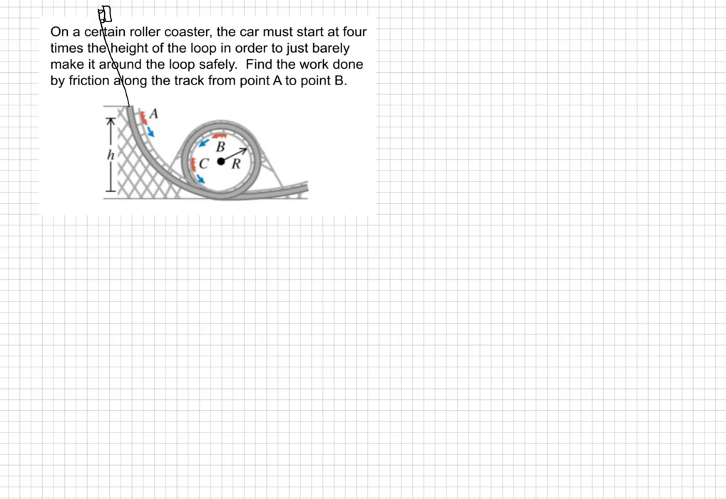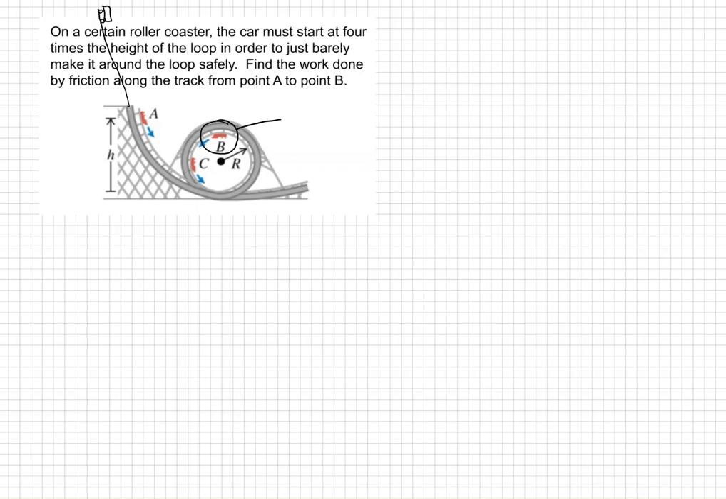Well, finding the work done by friction is hard, but finding the work done by everything else and the net change in kinetic energy, that's easy. So that's how we're going to do this problem. The first thing we're going to want to do is find what needs to be happening here at B.